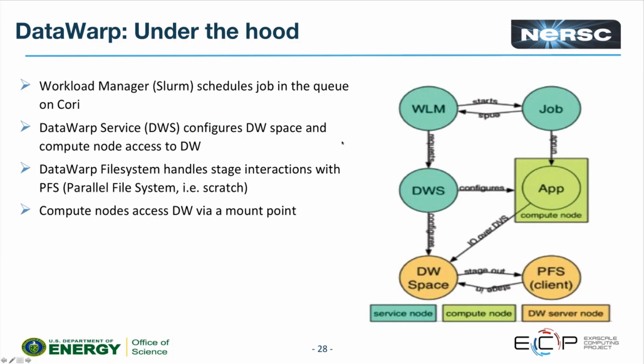So there's some details about how burst buffer works. Basically, when you launch your application, the Slurm scheduler does the secret job. Based on your capacity request, it will create a DataWarp space on top of the burst buffer nodes and mount that space to your compute nodes. So your compute nodes can see that as a POSIX file system.